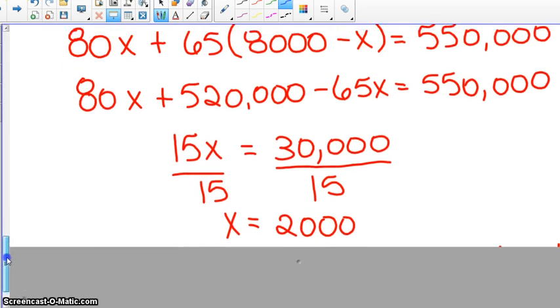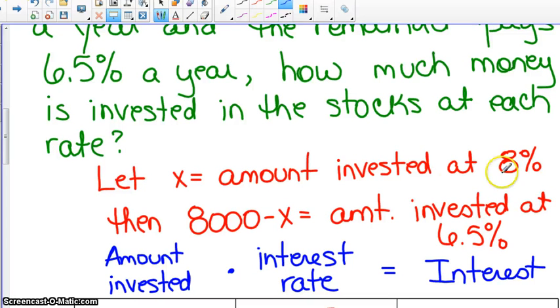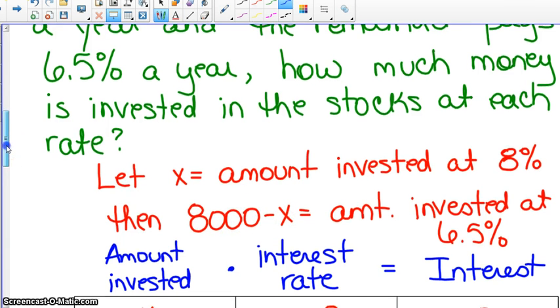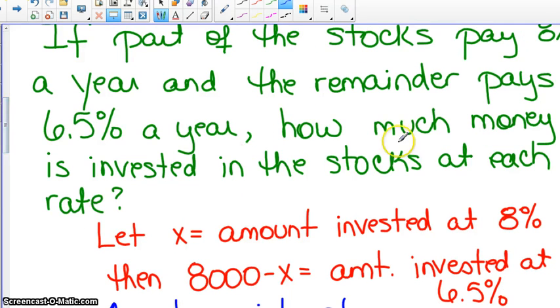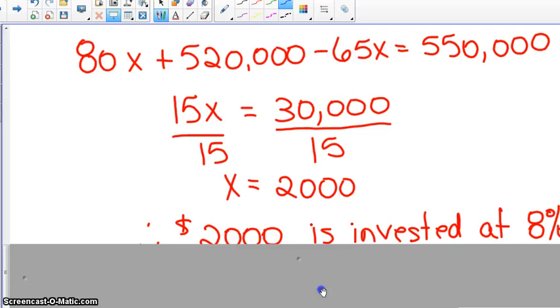Go back up and let's look at what X is. X is the amount invested at 8%. So that's 2,000. The amount invested at 6.5%, therefore, is 8,000 minus X, which would be 6,000. The question is, how much money is invested in the stocks at each rate? So the answer: 2,000 and 6,000.